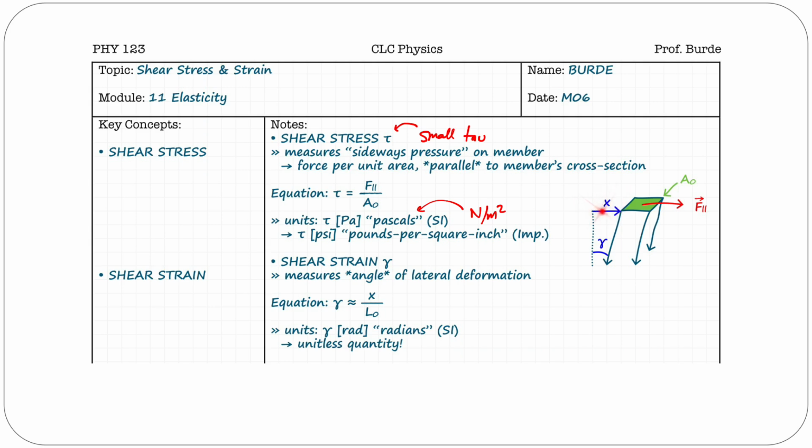When we want to measure the deflection, we don't look at the total distance that the top of the beam is pulled to the side, but rather we're looking at the angle of lateral deformation, the angle between the original orientation of the beam and the new orientation of the beam. And that angle is approximately x, the deflection, divided by L naught, the original value. This is a unitless quantity. This is a distance divided by a distance, but as an angle, we recognize that this is a radian angle measurement.